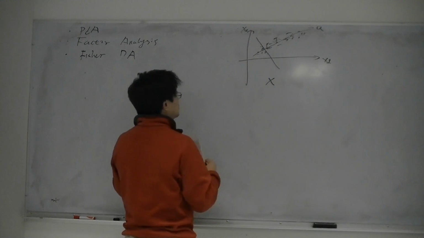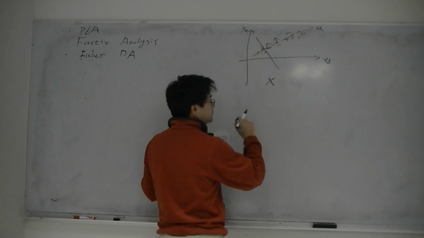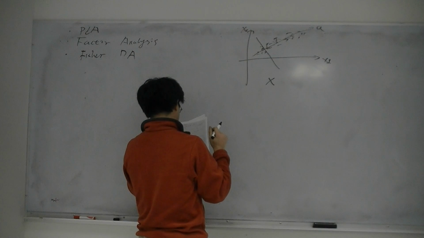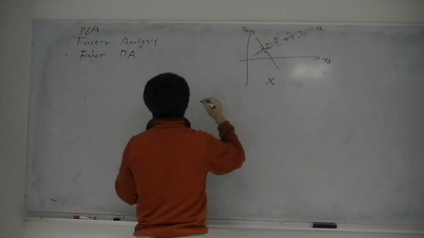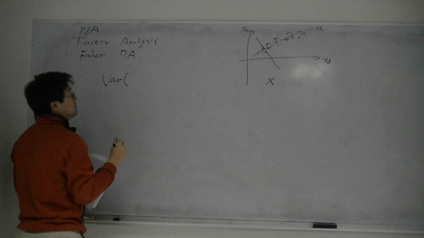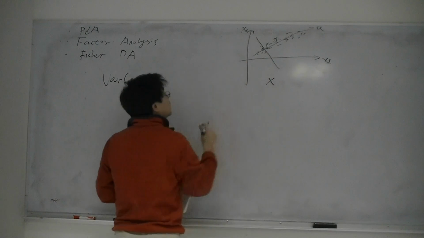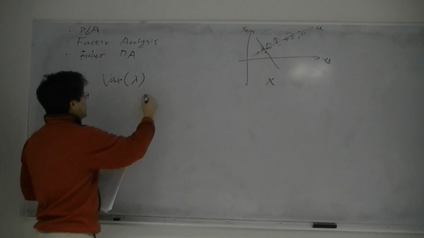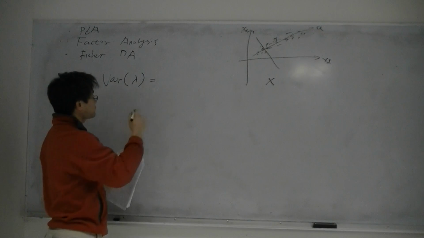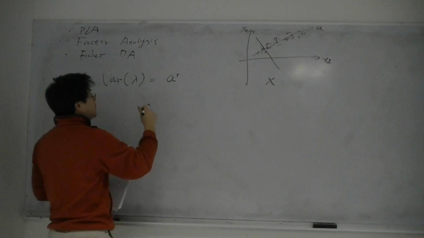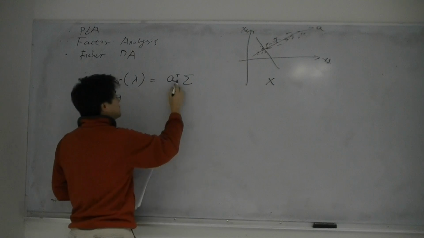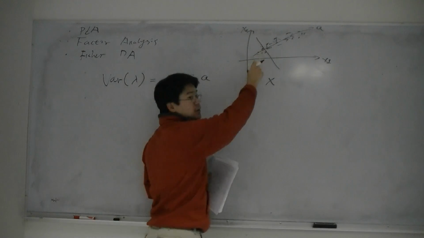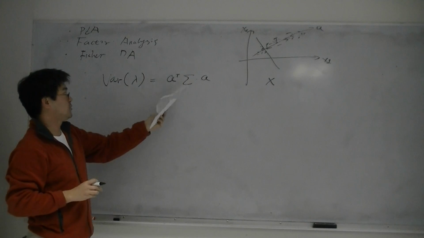So here we are trying to maximize the variance of the mapped points. Right now I just call them lambda. This is equal to A transpose times sigma times A. This sigma is the covariance matrix of the original space, before we transform it.